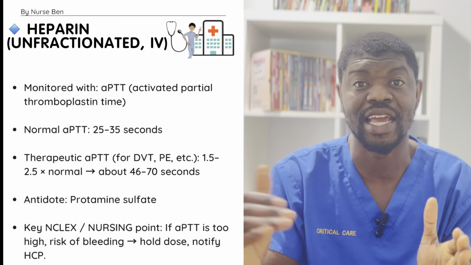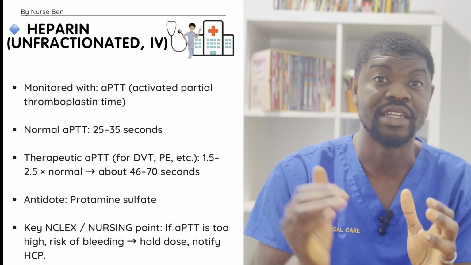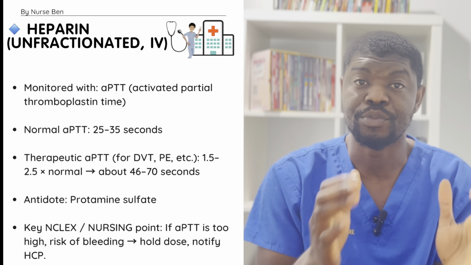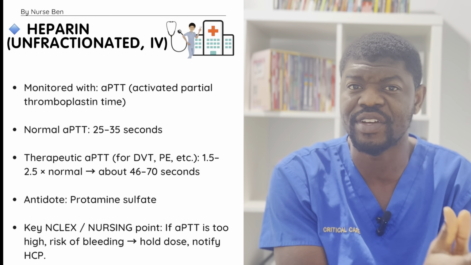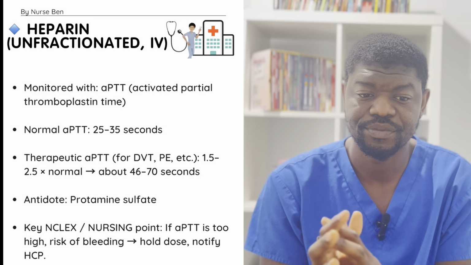That is why you monitor the APTT levels. If you have APTT levels very high, it increases your bleeding risk. And so your antidote will be protamine sulfate. So it's always wise to have some protamine sulfate in your bed space if your patient is on IV heparin.